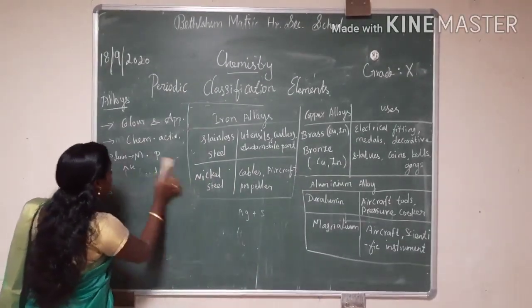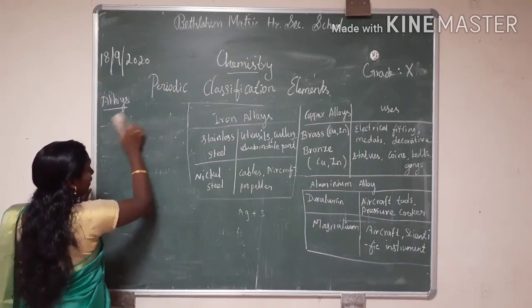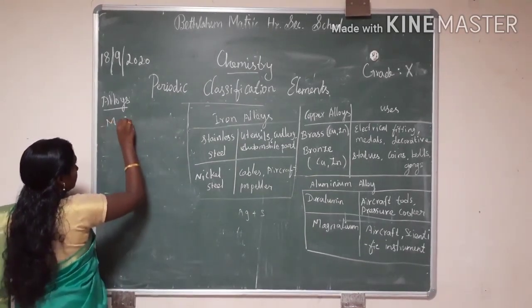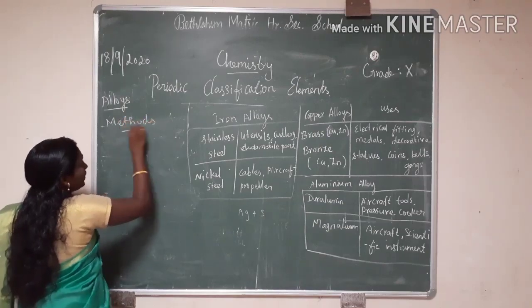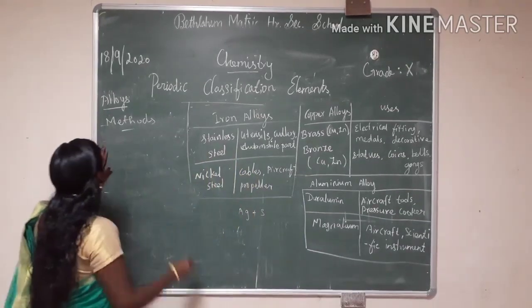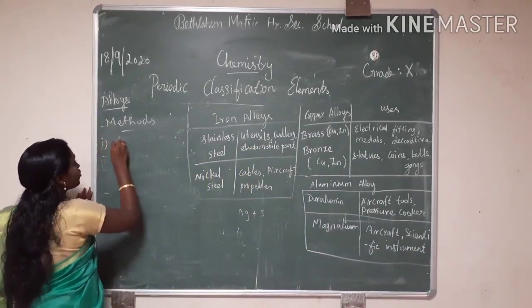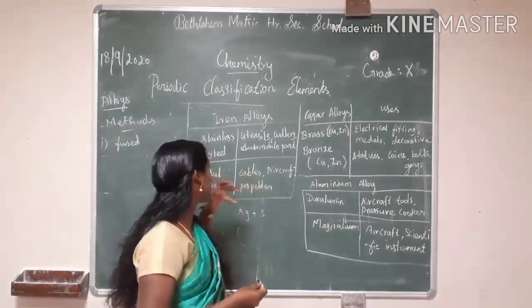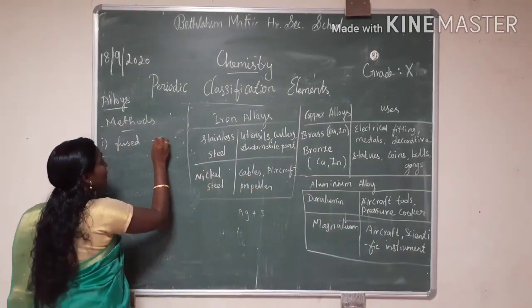What are the methods we use to make alloys? Here 2 methods we are following to make the alloys. First one, by fusing metals together, that is, melting together. Here the example is brass.